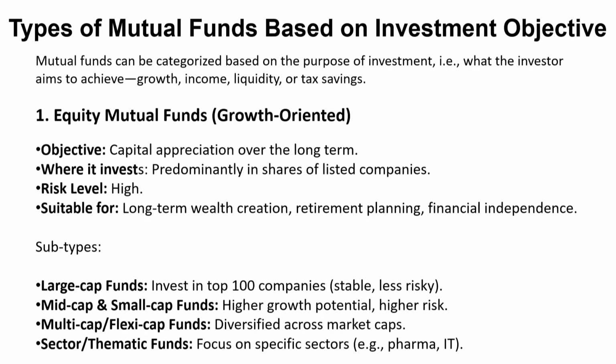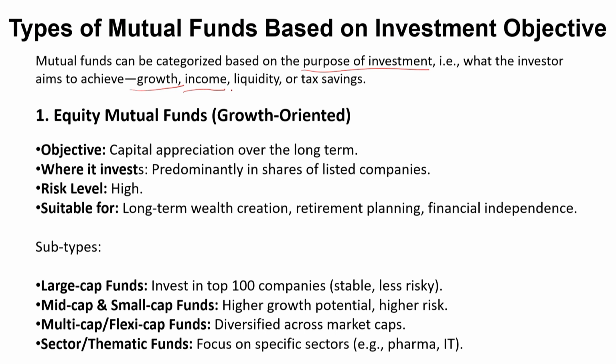Now let us discuss the next part, that is the types of mutual funds based on the investment objective. Mutual funds can be categorized into different types based on the purpose of investment. That means what the investor aims to achieve by investing their money into the financial system of the country. Some investors may have an objective of growth of their wealth, that means they may aim at wealth accumulation, whereas some investors may have an objective of earning a stable and regular income from the investment. So mainly, having a stable source of income may be the objective of the investor.